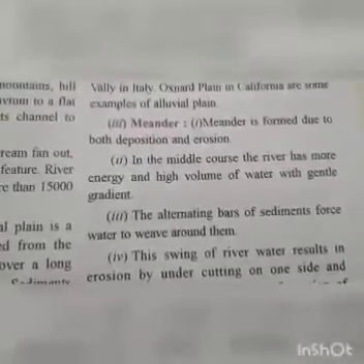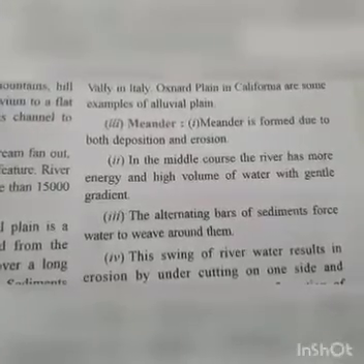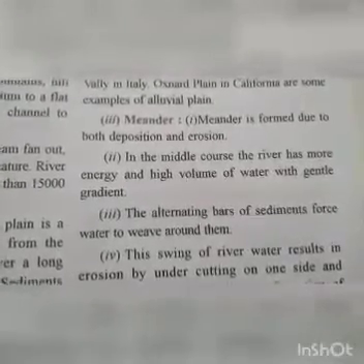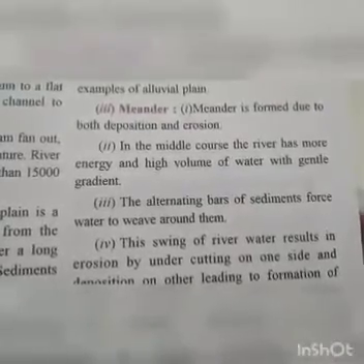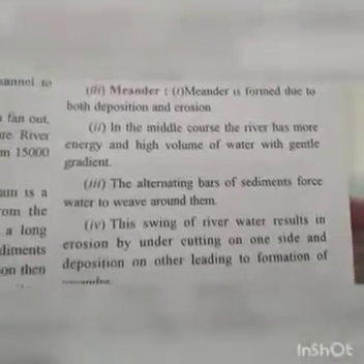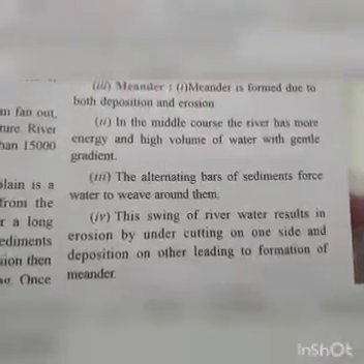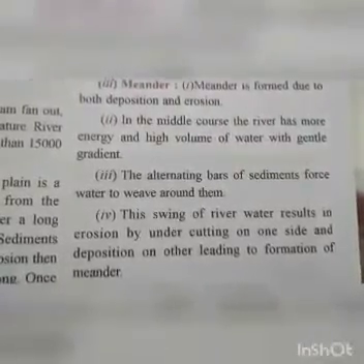Now next is meander. A meander is formed due to both deposition and erosion. In the middle course, the river has more energy and a high volume of water with a gentle gradient, gentle slope, right? So the alternating bars of sediments force water to weave around them.